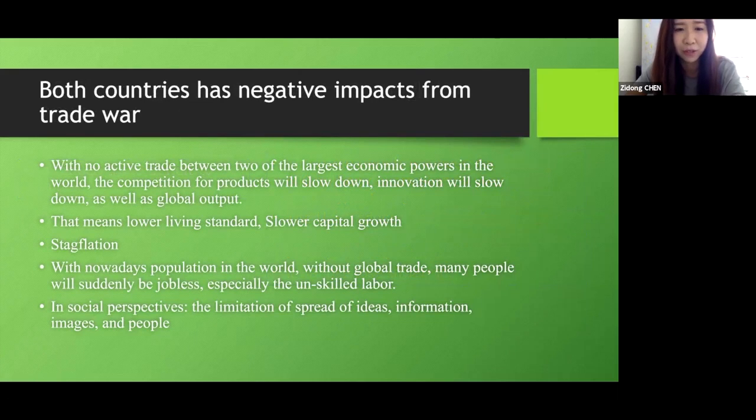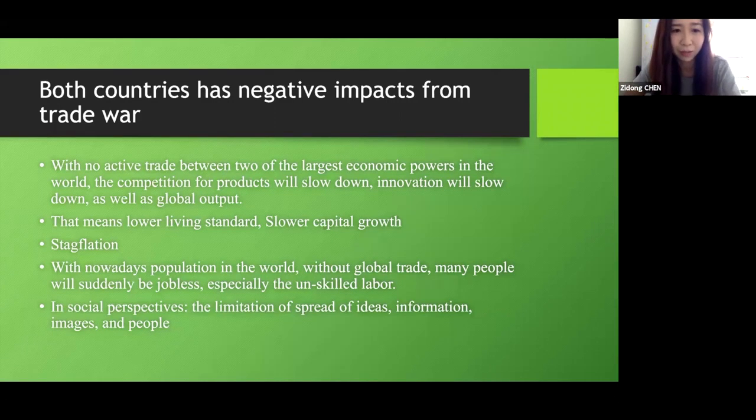With no active trade between two of the largest economic powers in the world, the competition of products will slow down, innovation will slow down, as well as the global output. That means a lower living standard and slower capital growth. That also may mean starvation, because if you don't have enough of one product in one country, then that product will become very, very expensive.